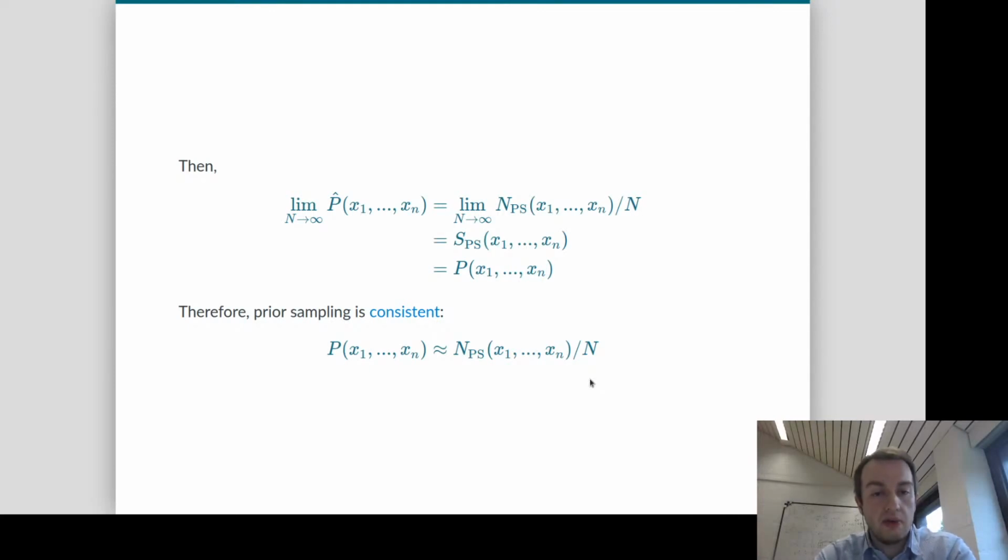Then as n, the number of samples that we draw, tends to infinity, if we replace p hat by this expression n of x1 to xn over n, then this will tend to the sampling probability, which is S of x1 to xn. And this, by construction of the Bayesian network, is equal to the joint probability of the event. And that means prior sampling is consistent. As you dedicate a larger computational budget, so as you increase n, you will get better and better answers.